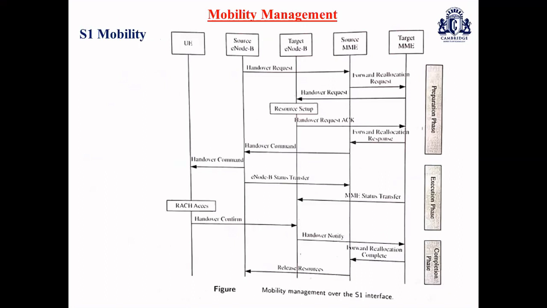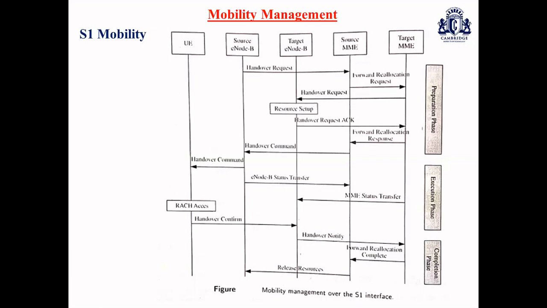Intra-LTE mobility can happen with respect to the S1 interface. There are two interfaces to be discussed, S1 as well as X2. When your mobile moves from one eNode B to the other eNode B within the same RAN architecture that is attached to the same mobility management entity, the mobility that takes place is over the X2 interface. I repeat, the X2 interface.